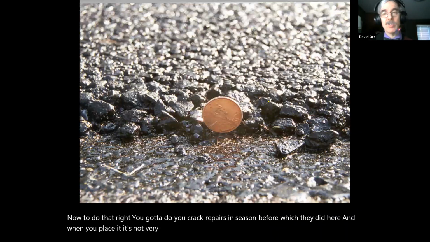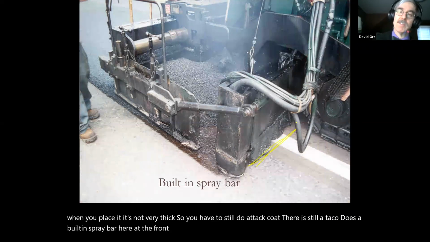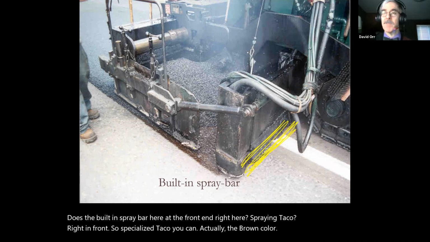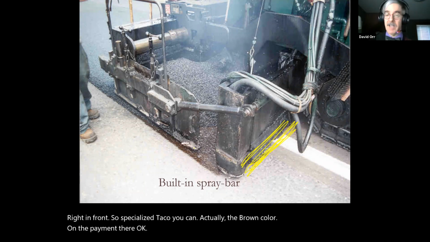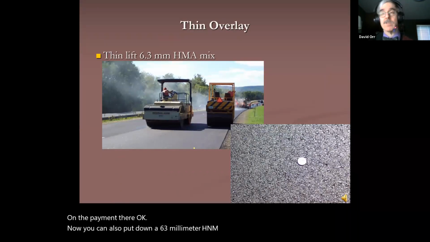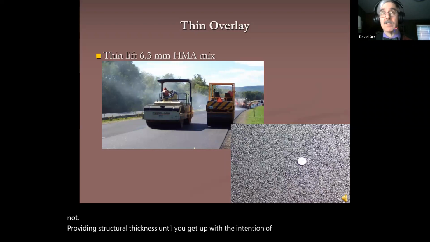So you have to still do a tack coat. There is still a tack coat. There's a built-in spray bar here at the front end, right here, spraying tack coat right in front. It's a specialized tack coat. You can actually see the brown color on the pavement there, okay? Now, you can also put down a 6.3 millimeter HMA Superpave. That's really a wearing course. It's not providing structural thickness until you get up an inch, inch and a half, or even 2 inches.